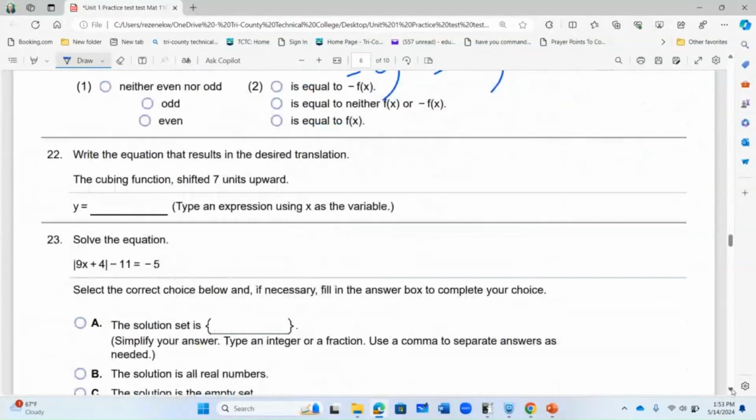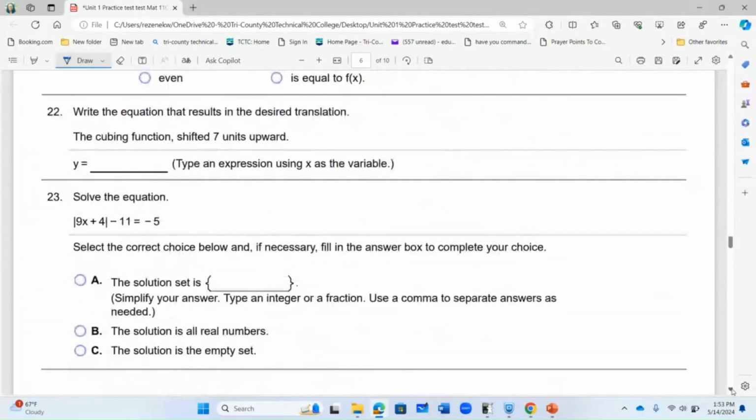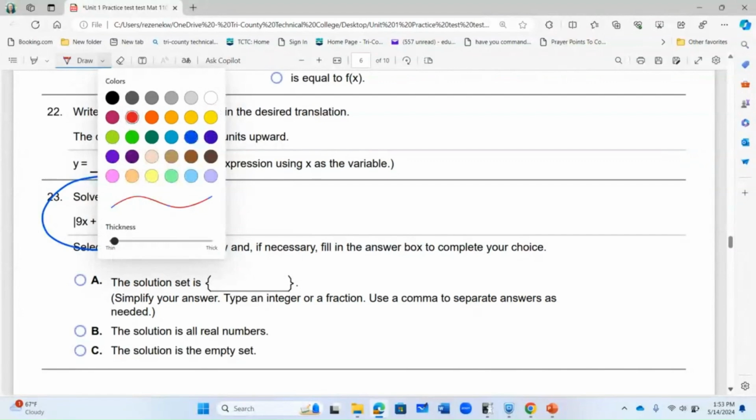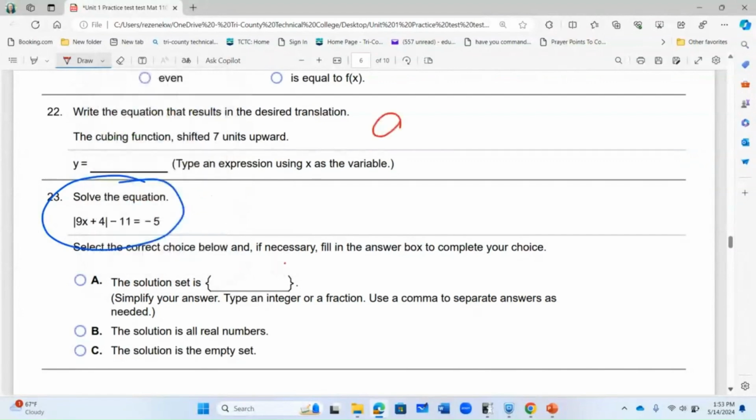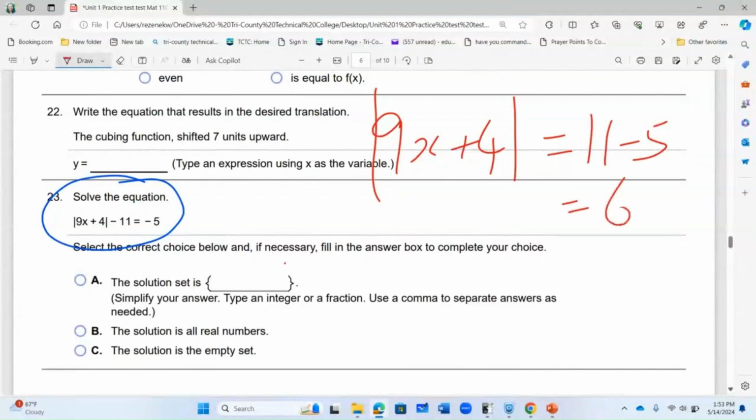Okay, solve the equation. Everybody see number 23. Don't say that because it's an equal sign it's a simple equation. It's an absolute value equation, and you haven't isolated the absolute value. So the first thing we want to do is isolate the absolute value. So 9x plus 4, absolute value, stays on the left, and I'm moving the negative 5 to the right. So I have 11 minus 5, and 11 minus 5 is 6.